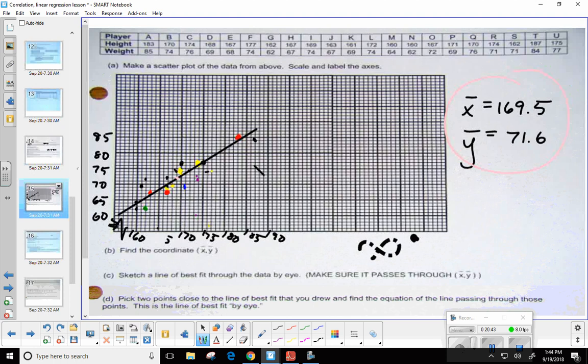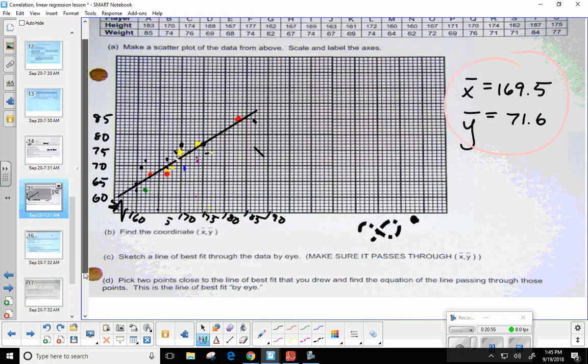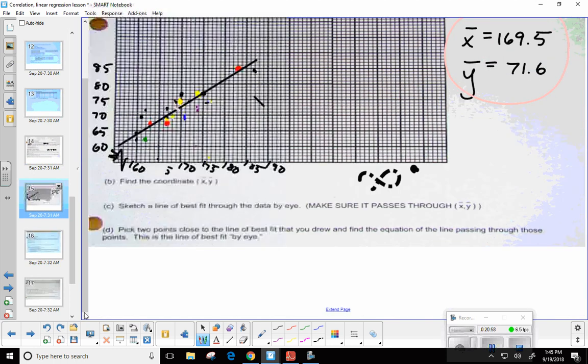Now, here we go. So this point that's pink, that's my grand mean. It actually turned out to be really close to the line that I drew. Now, here's what we're going to do. We're going to pick 2 points close to the line of best fit that you drew, and find the equation of the line passing through those points. So this is going all the way back to good old Algebra 1.